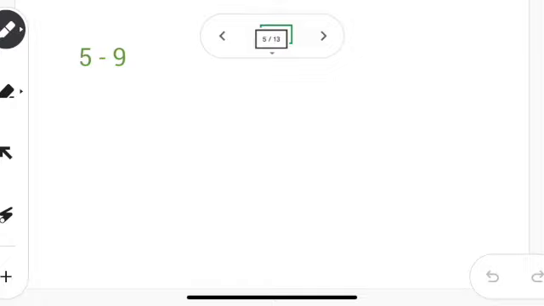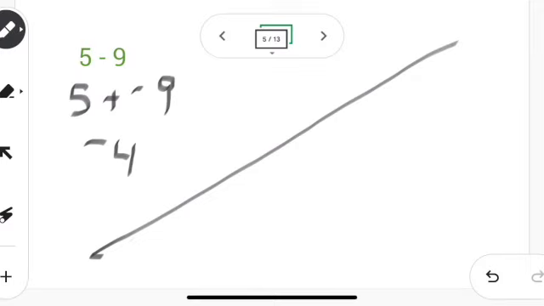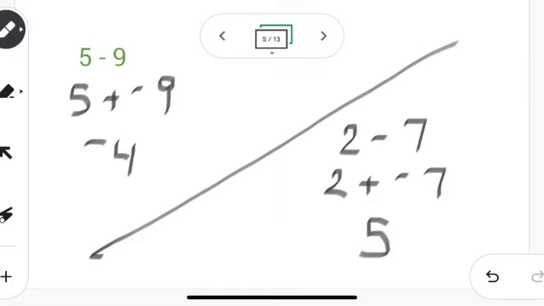So we would rewrite this as addition, and it would just be 5 plus -9. Since the signs are different, I subtract them, we get 4. And then 9 is my bigger number, so my answer is negative. So let's try one more of those. So 2 minus 7. Again, I would rewrite it as 2 plus -7. The signs are different, so we subtract. And then 7 is bigger, so my answer would be negative. Okay, I think we are ready to move on.